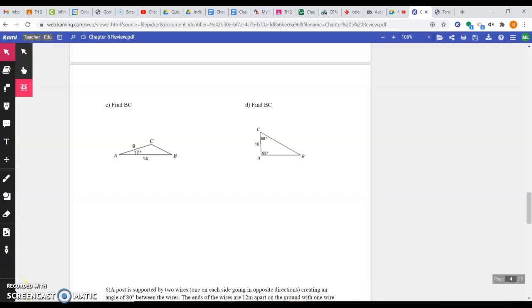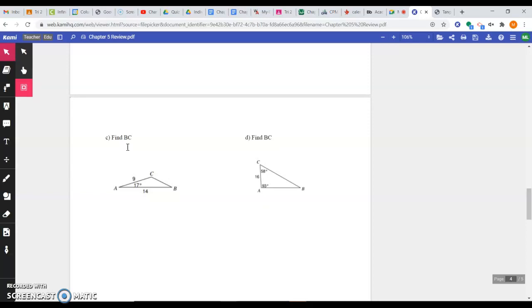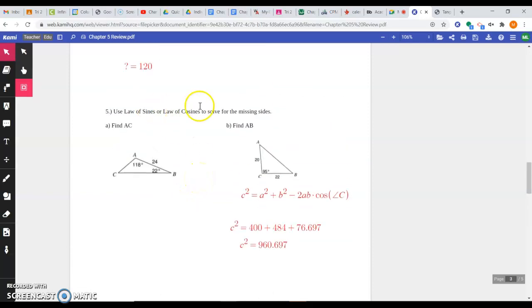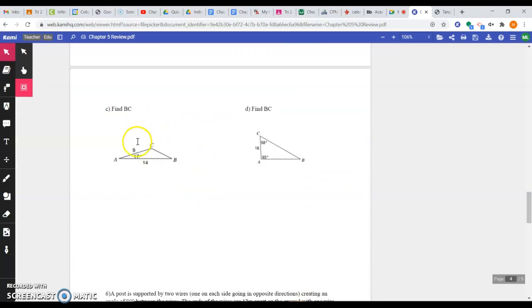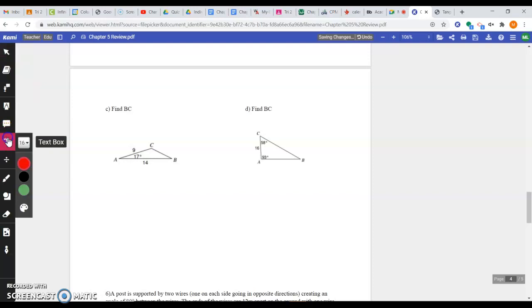Okay, here's my video for our Chapter 5 review, focusing on problem 5C, and we're finding this length BC. And we see that it is a non-right triangle, which tells me that we're either going to be using law of sines or law of cosines. And seeing that I have an angle between two sides, I know it's going to be law of cosines.